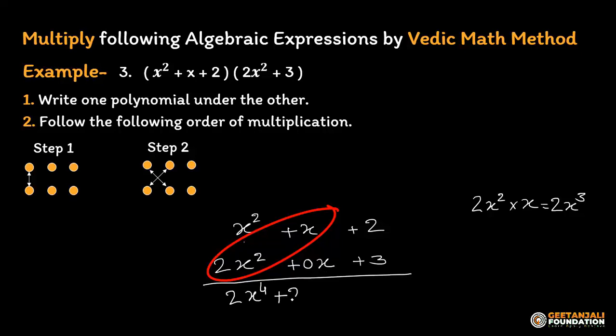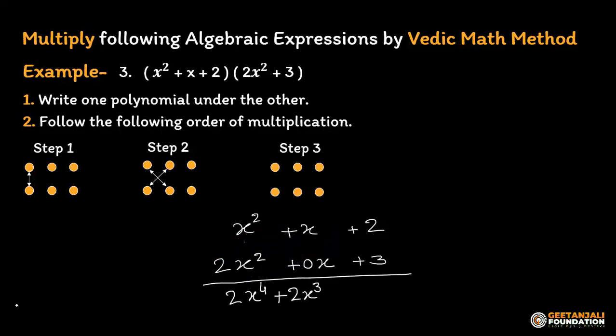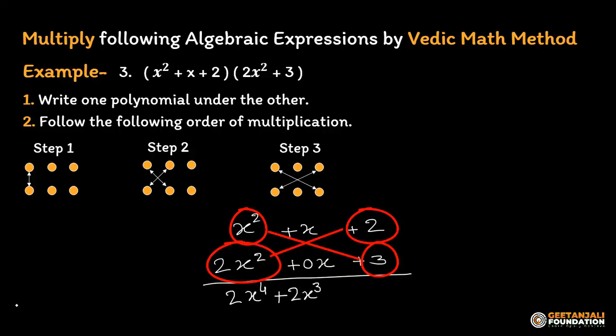So we can write 2x cubed. Now let's move to the third step. In this step, we will move towards right once again and cross multiply extreme right and extreme left corners and vertically multiply the middle column. So here we have to multiply x squared with 3. So x squared multiplied with 3 will give us 3x squared.